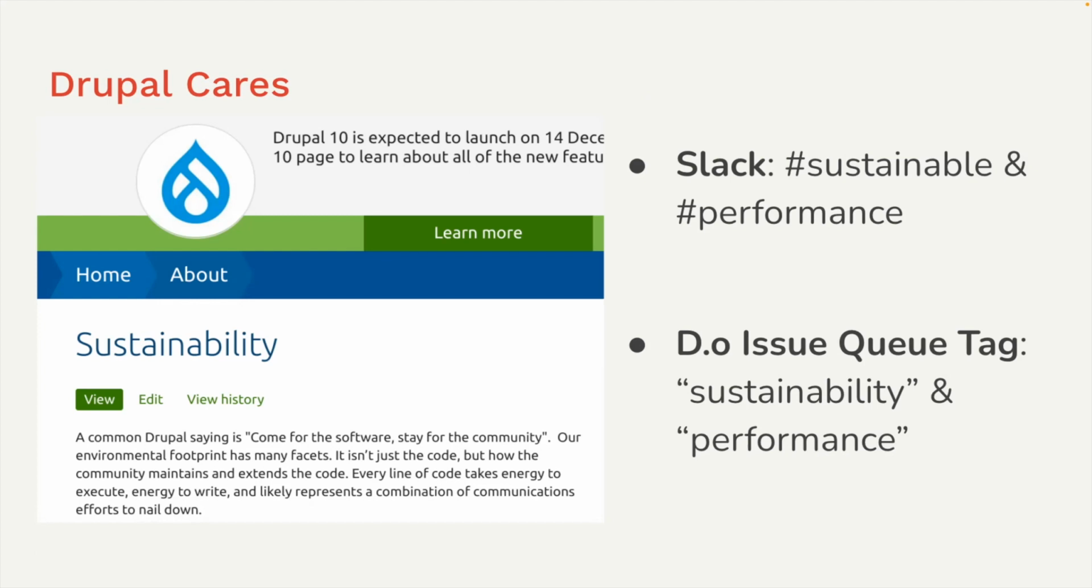You can also find issue queues in Drupal.org under sustainability and performance. There's a smaller set of issues under sustainability than there are under performance. There's a relationship between the two, and there are different reasons to categorize those issues between sustainability and performance, but they are definitely related issues.